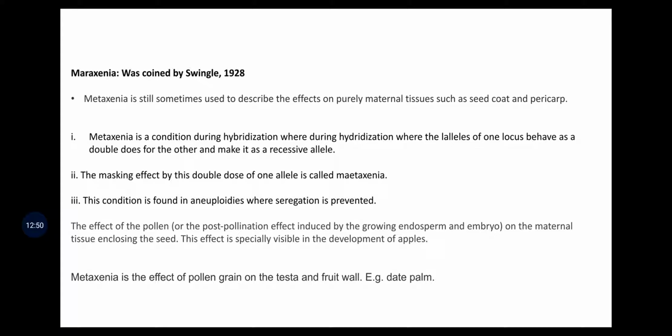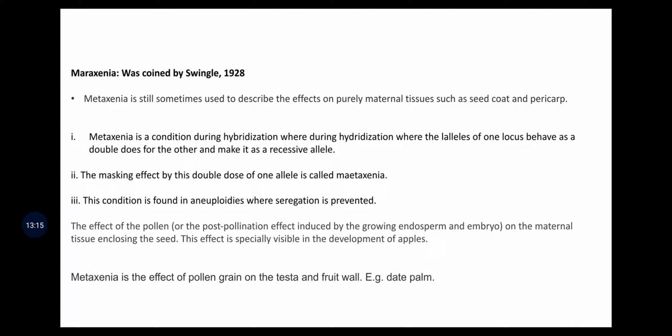Coming to the effect of Metaxenia. As I have told you, Xenia was coined by Fouquet, and he did many experiments to understand that phenomena. After that, he worked with Metaxenia also, but the term Metaxenia was coined by Swingle in 1928. This is sometimes used to describe the effect on purely maternal tissue such as seed coat and pericarp.